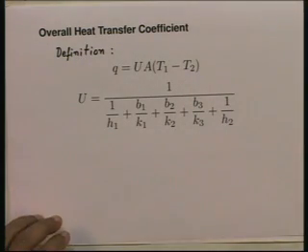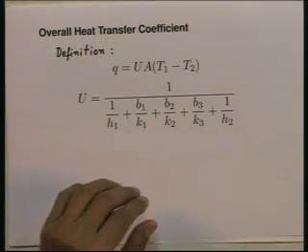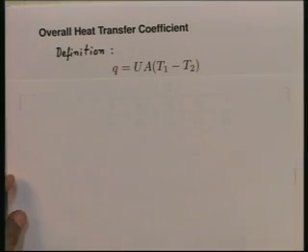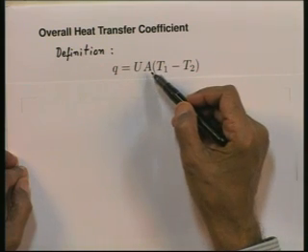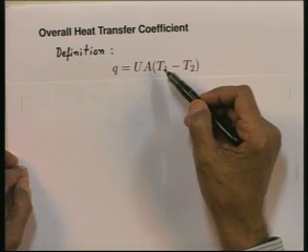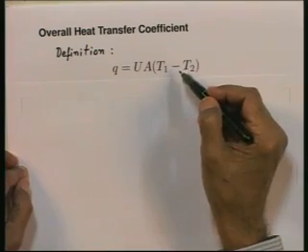It is defined by the expression Q is equal to U A into T 1 minus T 2. That is a definition of the term which we have called overall heat transfer coefficient. U is the overall heat transfer coefficient, Q is the rate of heat flow in watts, A is the area across which heat is flowing, and T 1 minus T 2 is the temperature difference at the two extremities of the system across which we wish to define this term overall heat transfer coefficient. All right. That is how we define this term.